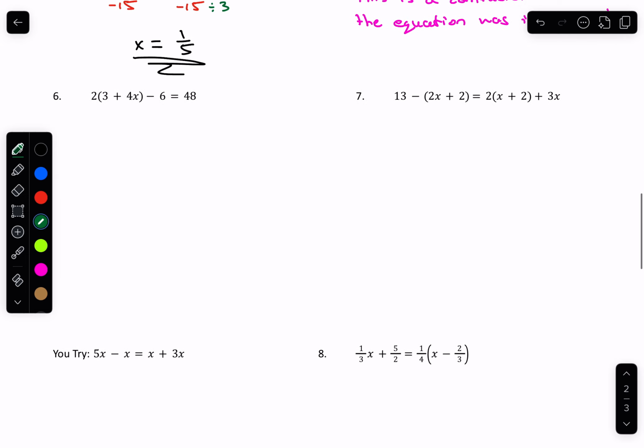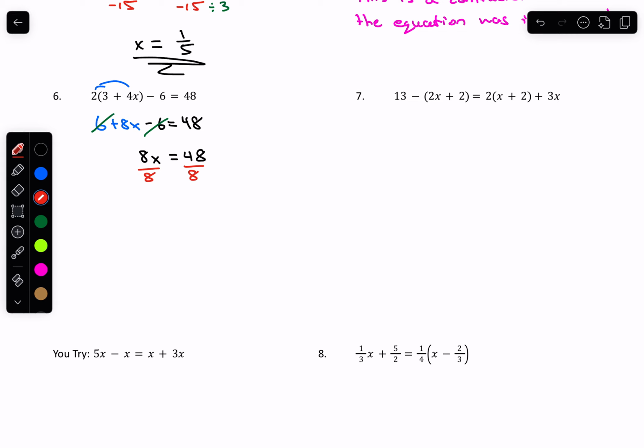All right, number 6. We have 2 times the quantity 3 plus 4x, minus 6 equals 48. So again, we need to start by distributing. We get 6 plus 8x, and then we have minus 6 equals 48 here. We can then combine like terms. So the 6 and the negative 6 come together to be 0. So we just get 8x equals 48. And again, all I'm doing there is combining like terms. 6 and negative 6 add to 0, so they just cancel each other out. And now we can divide both sides by that coefficient of 8 to get that x is equal to 6.